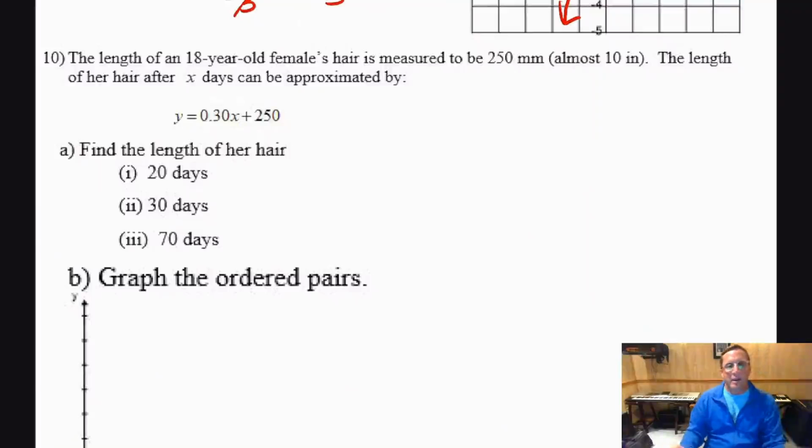Now for number 10, the length of an 8-year-old female's hair is measured to be 250 millimeters long. So it's almost 10 inches. And that's the length right now. It hasn't grown any. So that's as of today. The length of her hair after x days can be approximated by that equation.